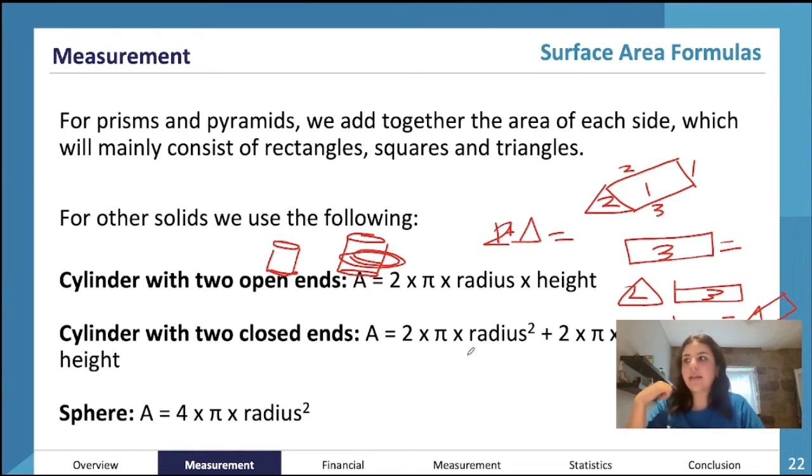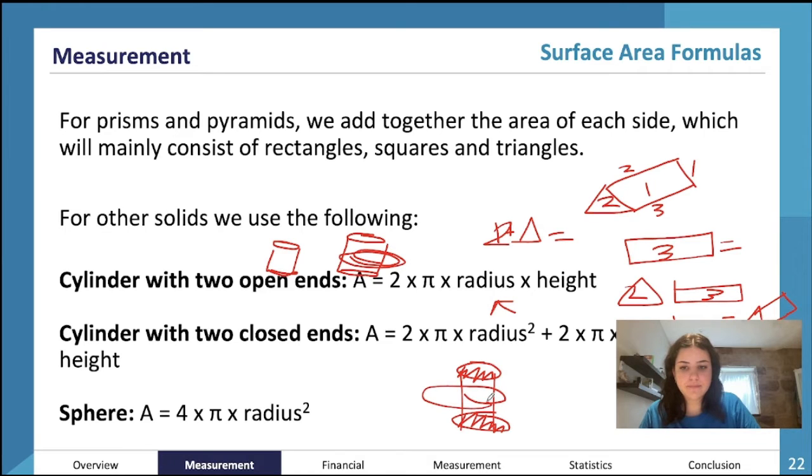A cylinder with two closed ends is going to look like, here's a dry shampoo bottle. Two closed ends, closed on the top, closed on the bottom. This formula is slightly different because we've got 2 times pi times radius squared plus 2 times pi times radius times height. So 2 times pi times radius squared is our 2 solid bases. We've got to find the area of 2 circles plus the same thing as up here, 2 times pi times radius times height, which is the bit that wraps around.